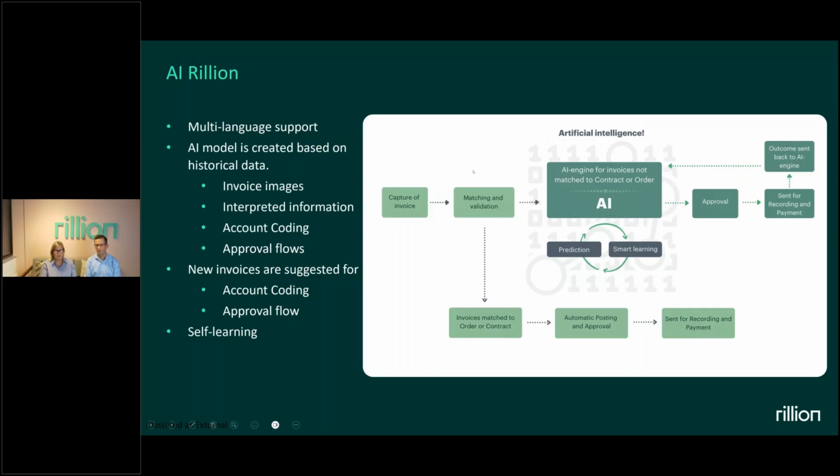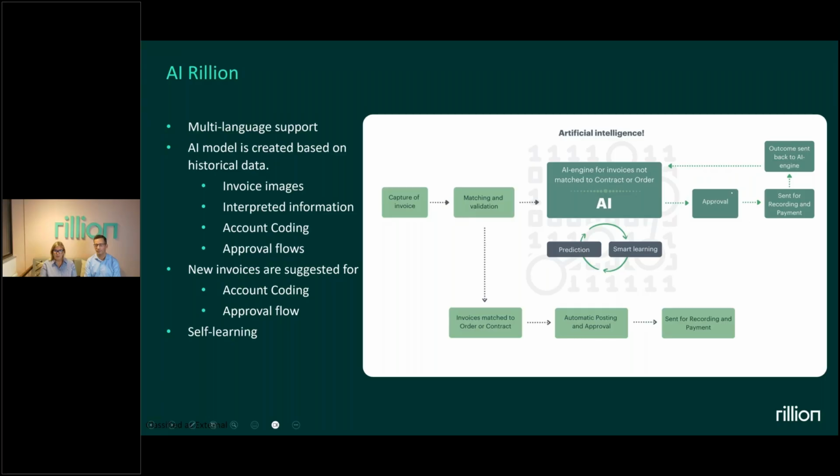But if it's a non-PO, a non-contract invoice, then we will start to look into if it's a candidate for AI. And if it is, then it will go into the AI engine that has been created for you, and it will get the prediction. And that prediction will be visible in the invoice log when you open up the invoice. And then you can send the invoice out to an approval flow.